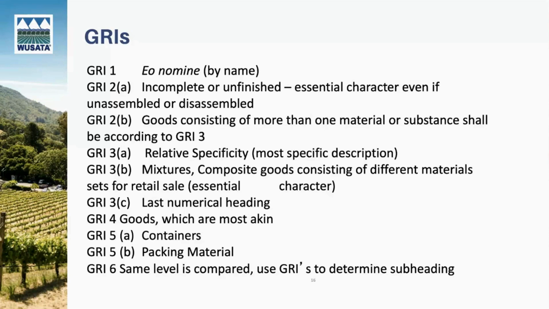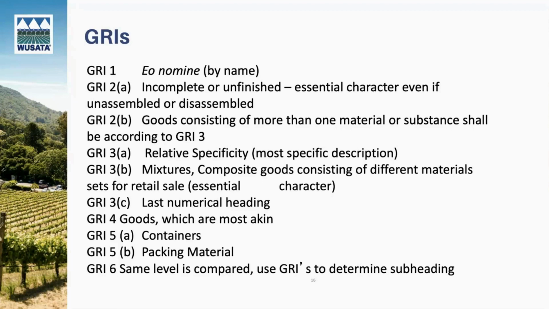Suppose your item is kind of an incomplete version of, I can't think of a food product example, but of a finished item, but it's an unfinished, incomplete version. Under GRI 2A, if it pretty much looks like the finished item and has the essential character, it will still be classified as the completed item.